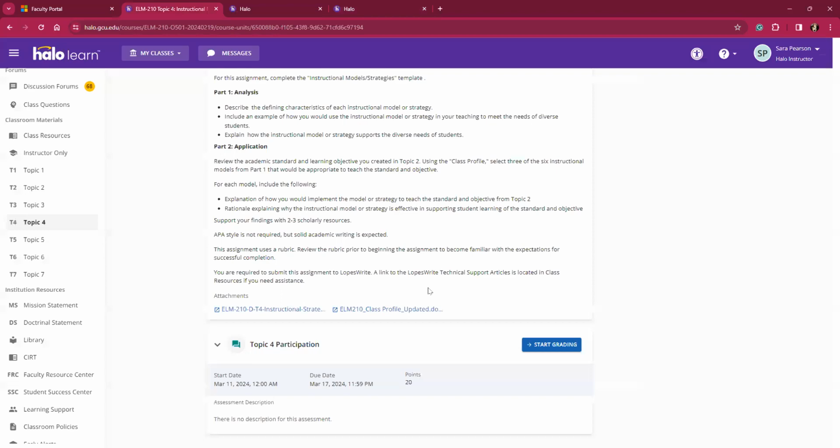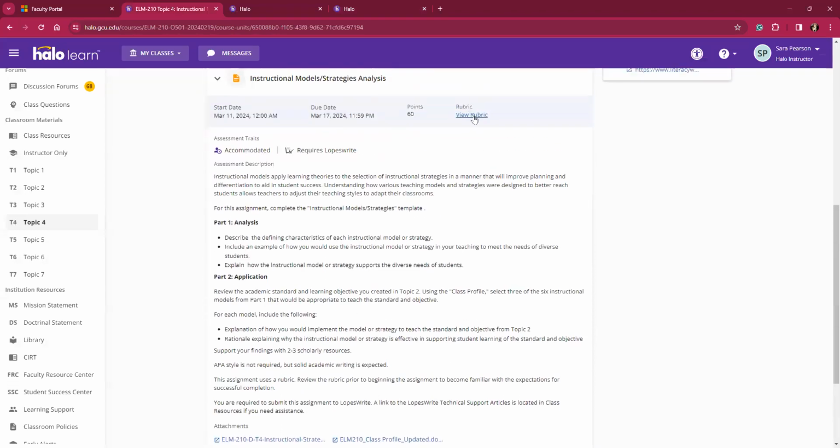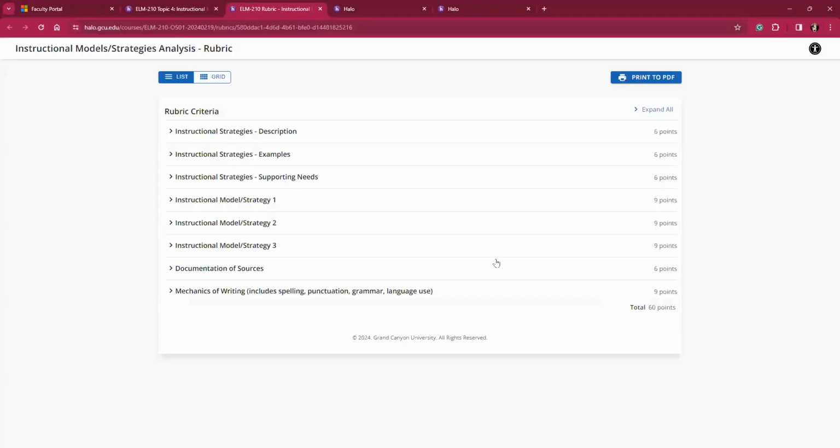Please always read this rubric before submitting because this is how I grade you. You can see you'll get points for the description, examples, and how it supports students' needs in part 1 for all of the strategies. And then in part 2, you'll be graded on each strategy. And then finally, documenting your sources is important.